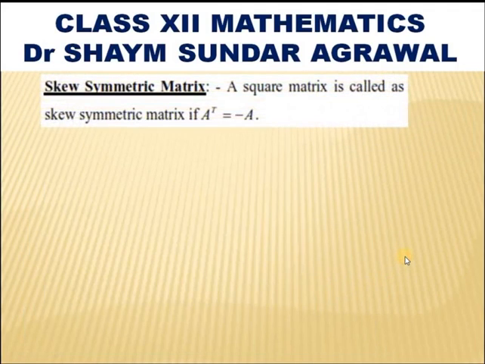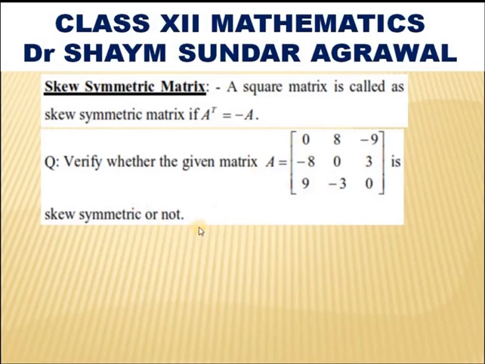One more definition, skew symmetric matrix. A square matrix is a skew symmetric matrix if A transpose equals minus A. A symmetric matrix is when A transpose equals A, but a skew symmetric matrix is when A transpose equals minus A. So let us verify whether the given matrix [0 8 -9; -8 0 3; 9 -3 0] is a skew symmetric matrix or not. Here this is of order 3 cross 3, so it is a square matrix, and we have to find out its transpose, which is also of order 3 cross 3.